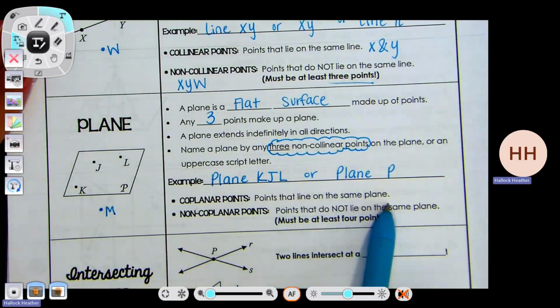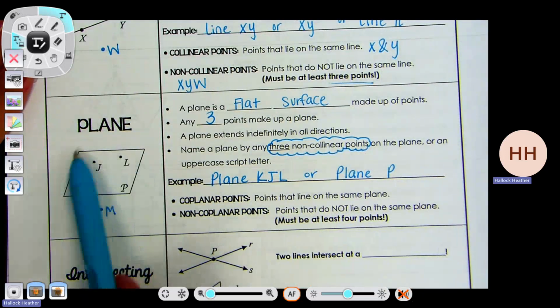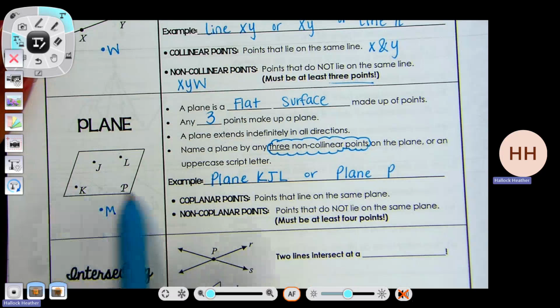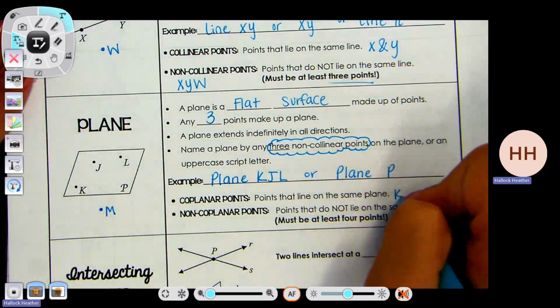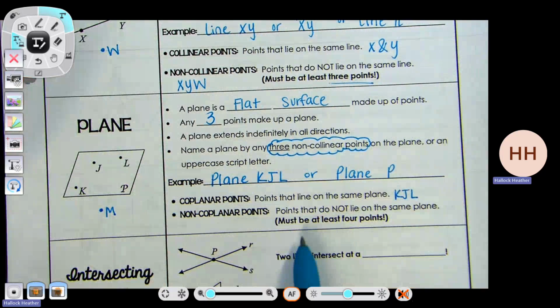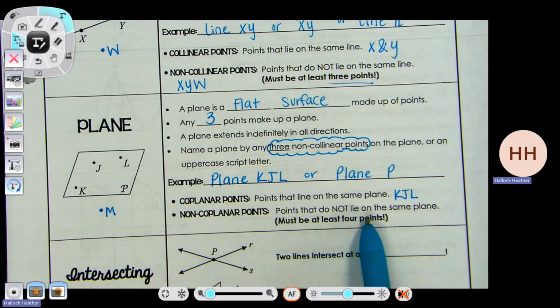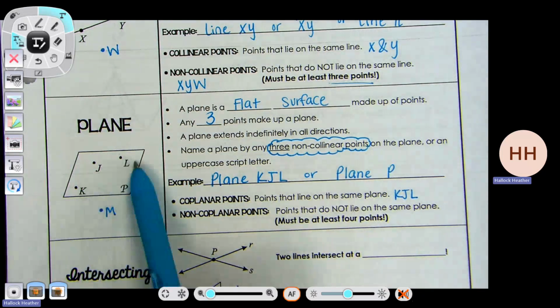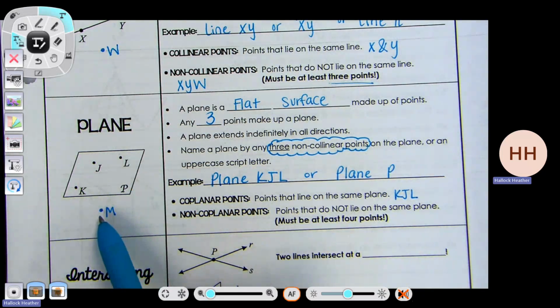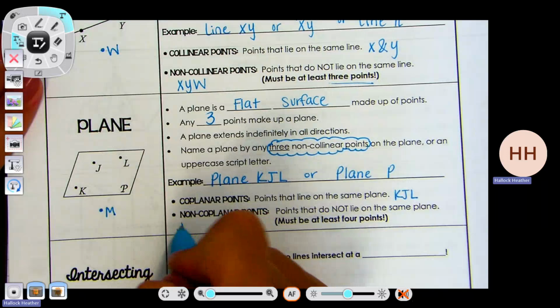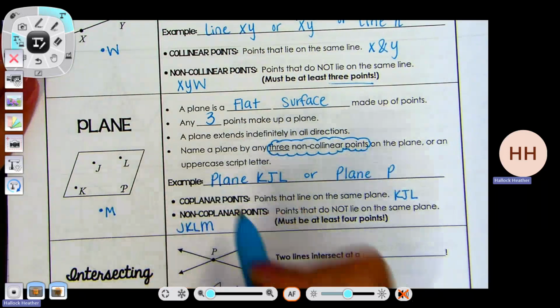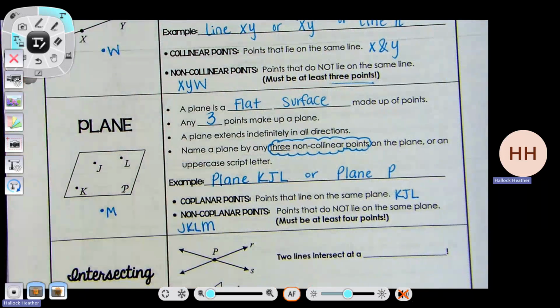So the points that lie on the same plane would be K, J, and L because they're actually on that plane, on that parallelogram. And then whenever you're saying non-coplanar points, you have to use at least 4 points. So although the 3 are on the same plane, I have this oddball that's not on the plane. So I would say J, K, L, and M technically are non-coplanar because M is not on the plane. The other 3 are, but M is not.